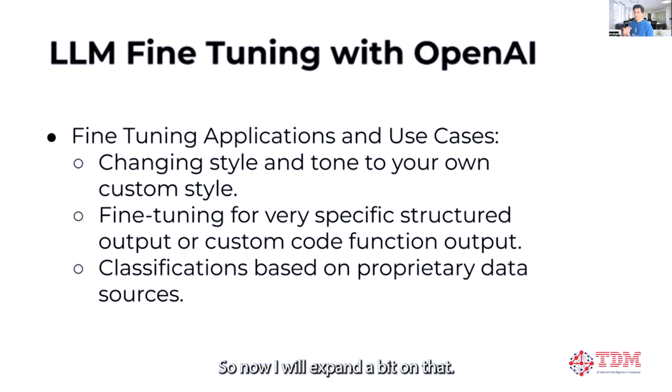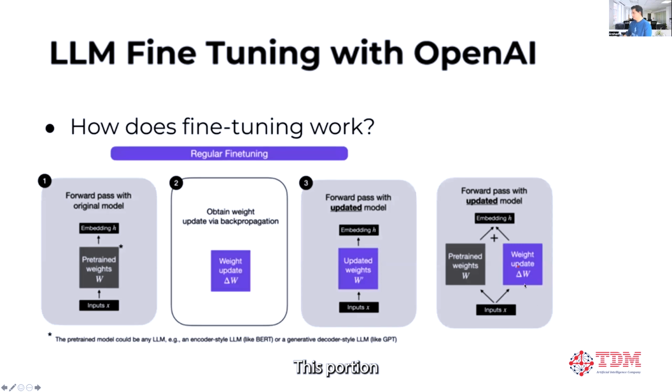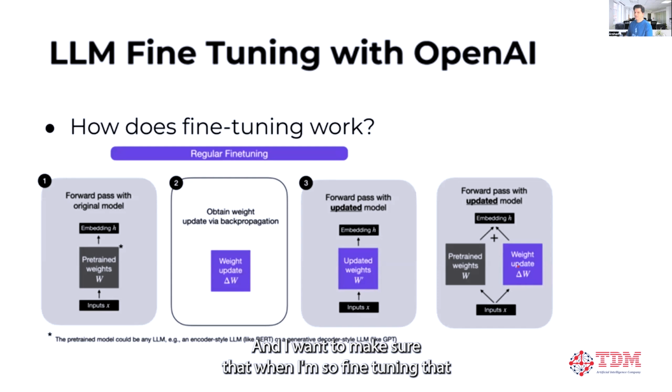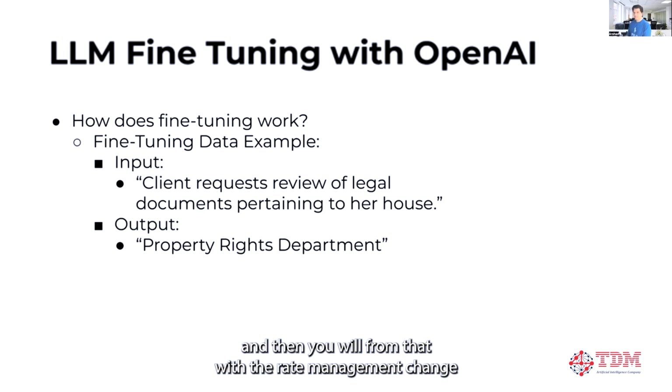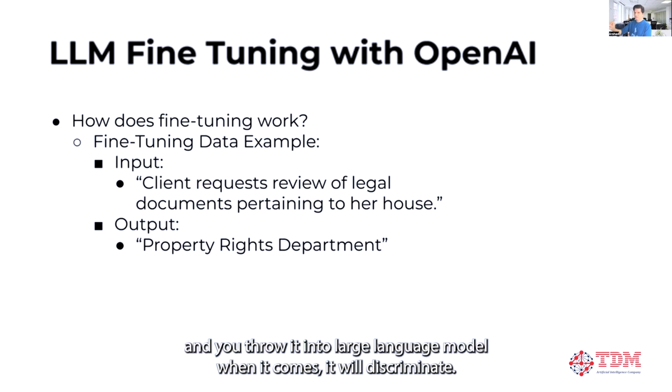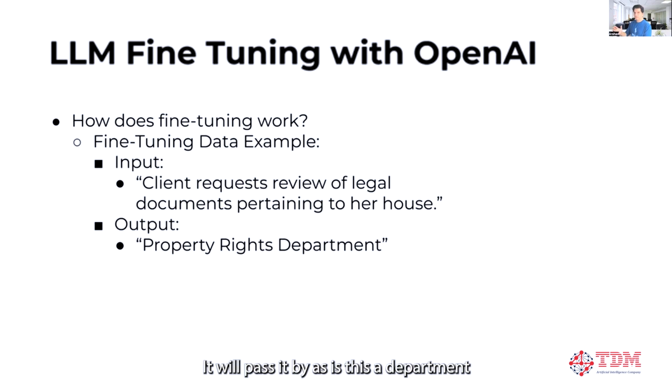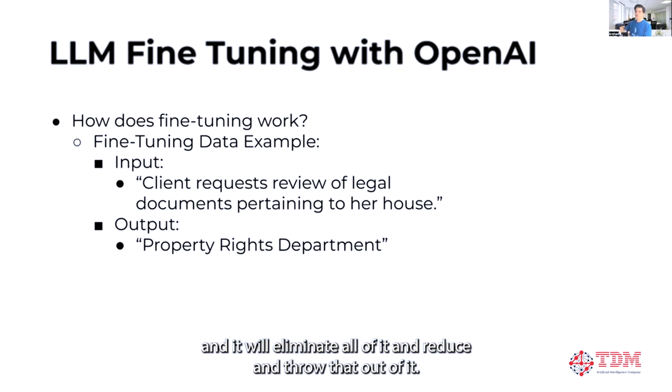How does the discriminator work? Now I will explain a little bit on that. This portion here is the weight update. And when I'm fine-tuning the large language model, I want a desired outcome. I don't want it to hallucinate all over the world and give me anything. So for that, you will pre-train your desired outcome to be a labeled one. You say, I want only real estate data, specific to the property rights department data. Then you will prompt that with the weight change and throw it into the large language model. When it comes, it will discriminate and classify: is this property department data or not? And it will eliminate all of it and reduce and throw the error out.